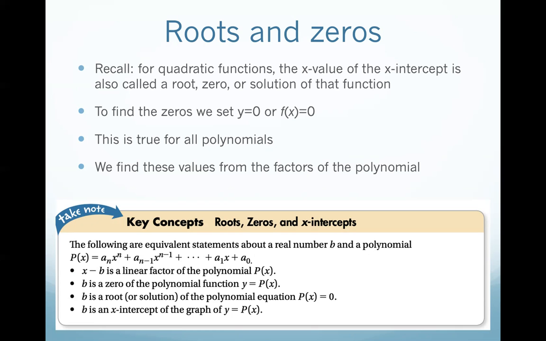Now, this is the exact same thing we did when we were looking at lines in order to find an x-intercept. So the x-intercept, the root, the zero, or we could also call it the solution of a function, any polynomial function, whether it's a line, a quadratic, so a parabola, or a higher degree polynomial, it's going to be the same process. Okay, so key concept: roots, zeros, and x-intercepts, the solving process is exactly the same.